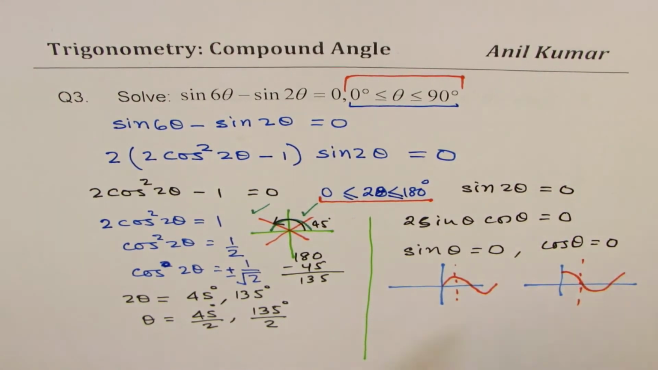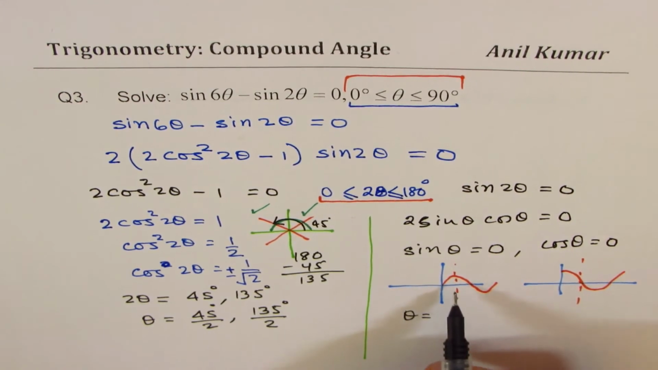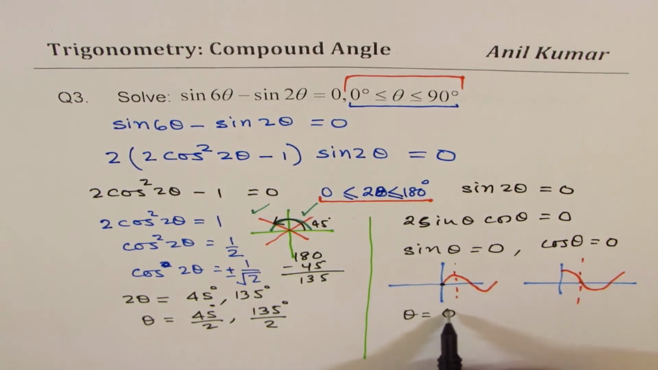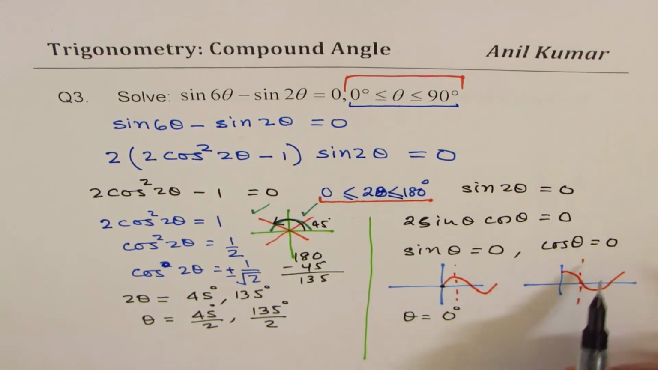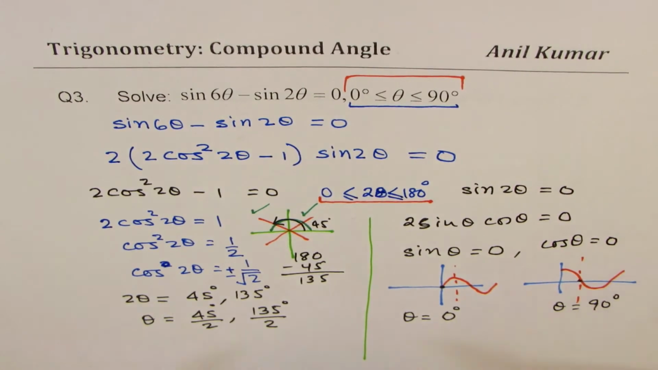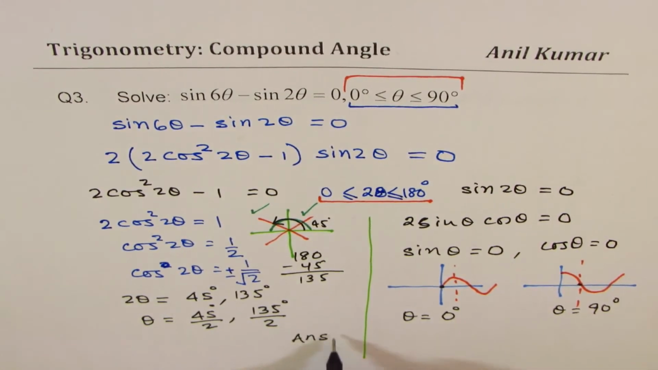So we have 2 solutions for theta. One is for sine theta equals to 0, that means 0 degrees. And for cos theta equals to 0, we get 90 degrees. Theta equals to 90 degrees. And so we have all our solutions here.